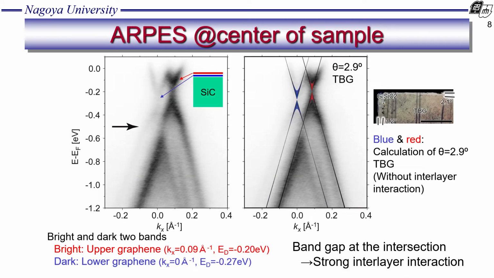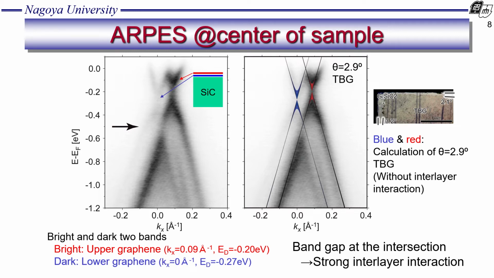This is the ARPES image around the center of the sample. In the left image, we can see two bands with strong and weak intensities. Both have graphene-like nearly linear band dispersion. Taking the electron escape depth into account, the strong band shown by the red arrow is from the upper graphene layer, while the weak band is from the lower graphene.